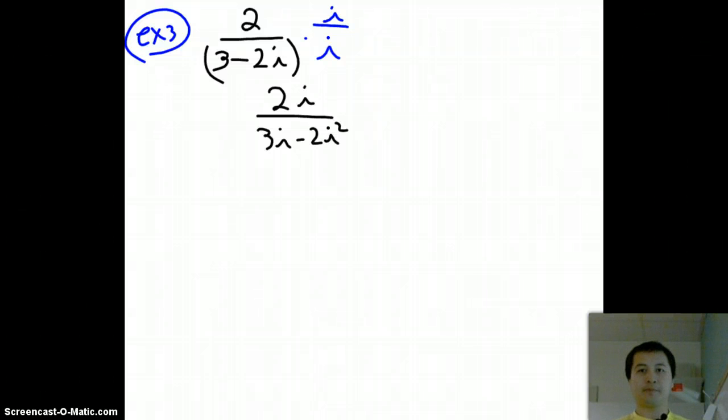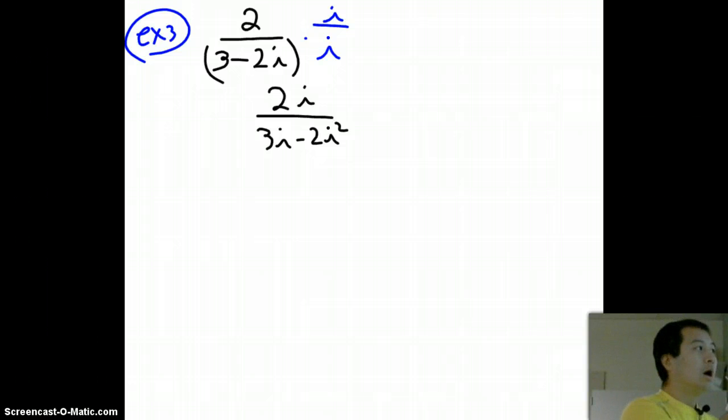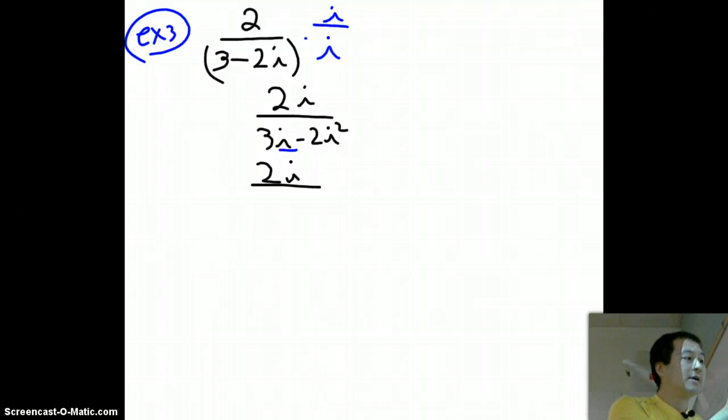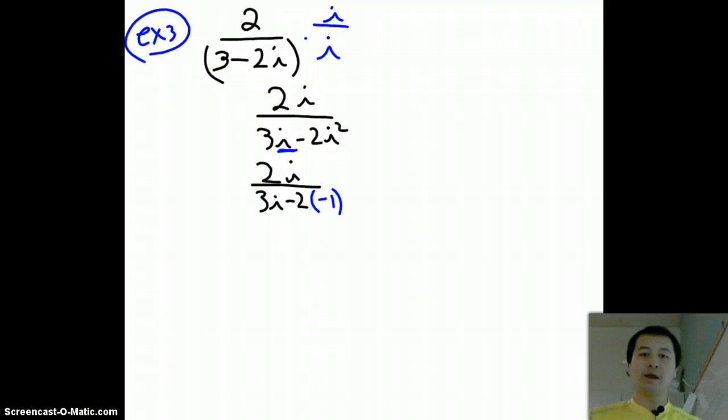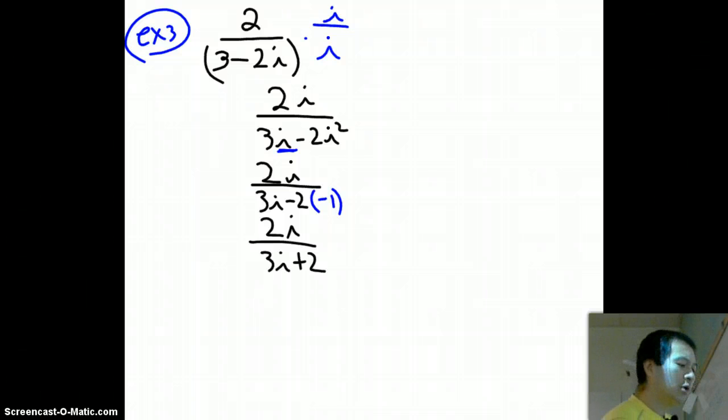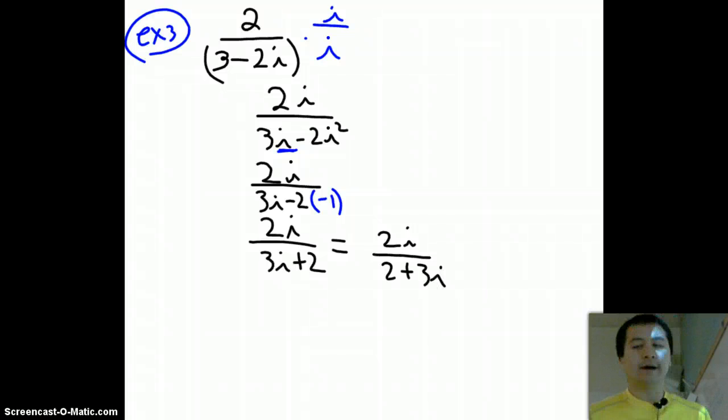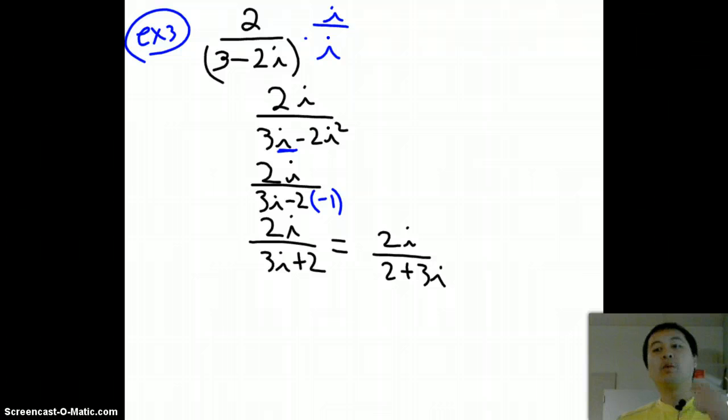Very good. But hold on here. This becomes 2i at the bottom. This i right here, can I change that? No. So that's still a 3i, but minus 2 i squared is minus 2 times -1. Replace that, and that gives me 2i divided by 3i plus 2, or 2i divided by 2 plus 3i. That's kind of weird. The i really didn't go away, it just moved. So what do I do now?